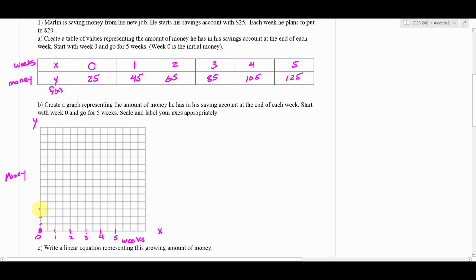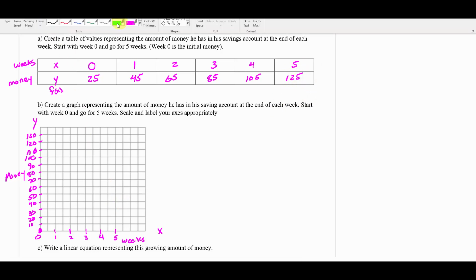So we'll just make some tick marks here real quick. And we'll go up by 10s. So 10, 20, 30, 40, 50, 60, 70, 80, 90, 100, 110, sloppy, 120, and 130. And I really don't need to go any higher because I stopped my table there at the 125.